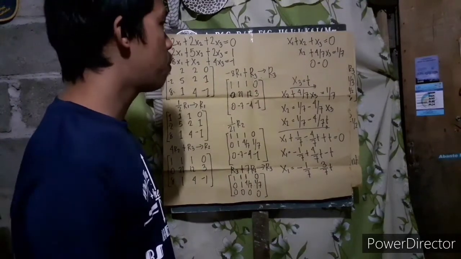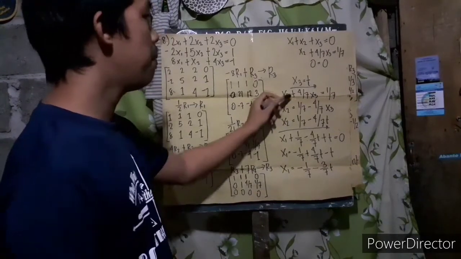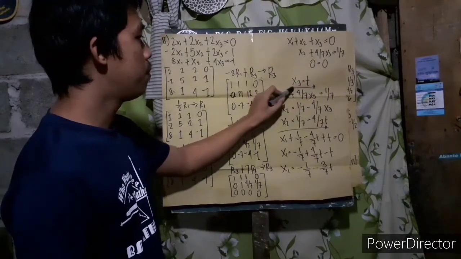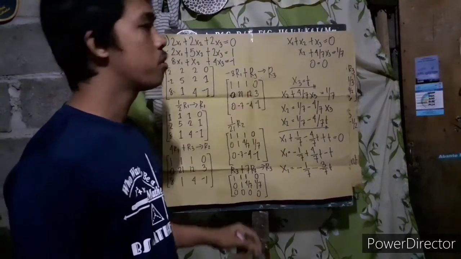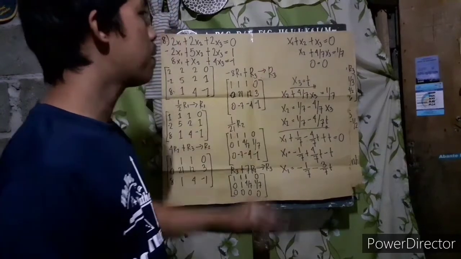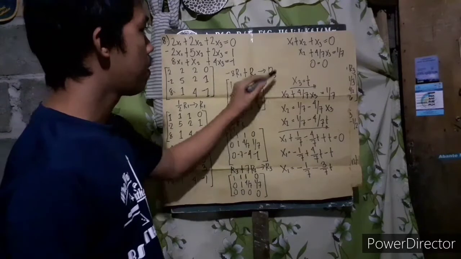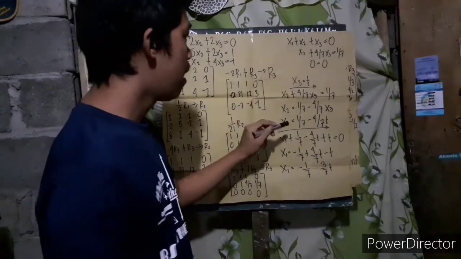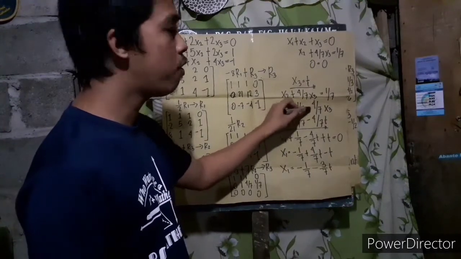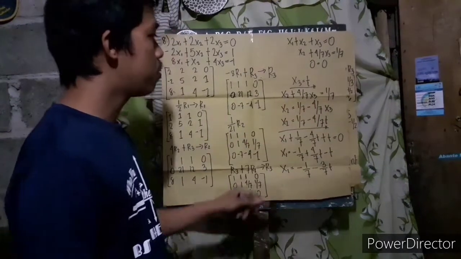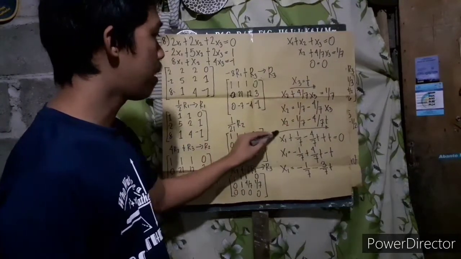So next we need to find our x sub 3. Since our x sub 3 is a parameter, we make our x sub 3 equal t. Then next we need to find our x sub 2. So we need to use this equation: x sub 2 plus 4 over 7 x sub 3 equals 1 over 7. So first we need to transpose this to become x sub 2 equals 1 over 7 minus 4 over 7 x sub 3. So we replace our x sub 3 with t. So here, this is the final answer for x sub 2.